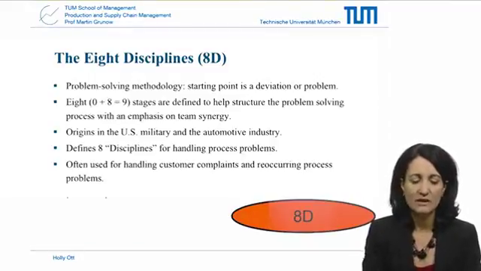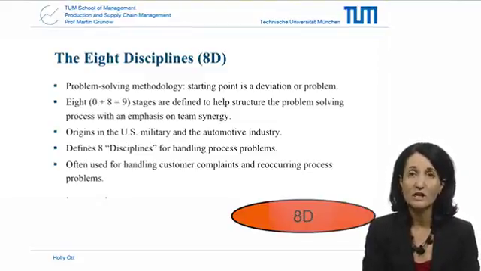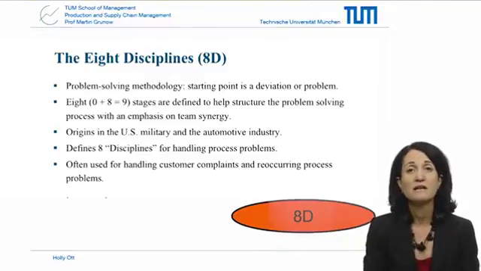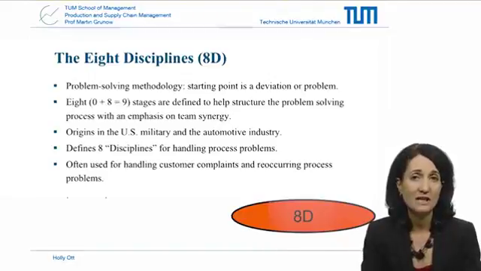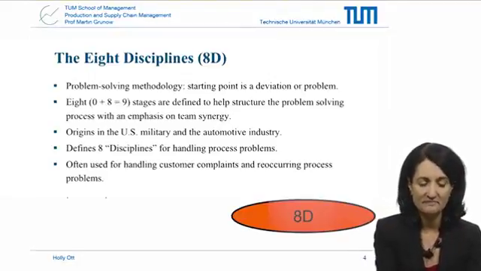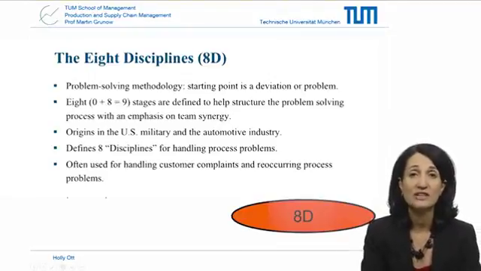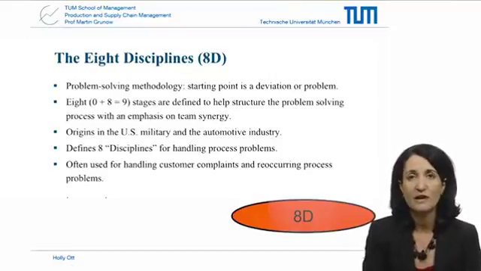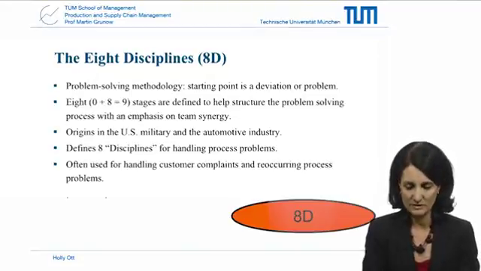Now, the 8 Ds have their origins in the United States military and also in the automotive industry. Ford documented the 8D method in the late 1980s. And the method defines 8 disciplines or stages, and actually there's a new stage added, stage 0, so really 9 stages. And it's often used for handling customer complaints and reoccurring process problems.